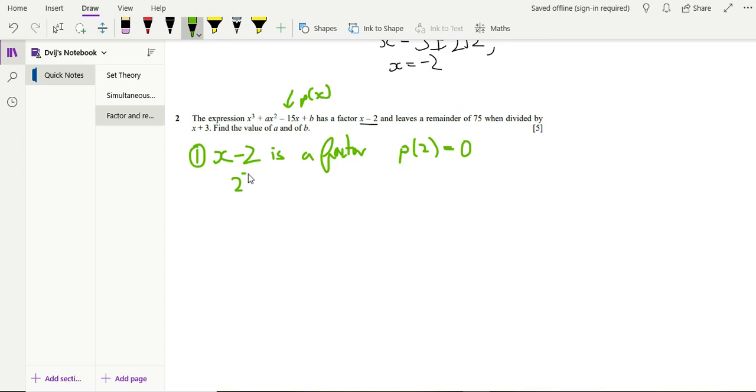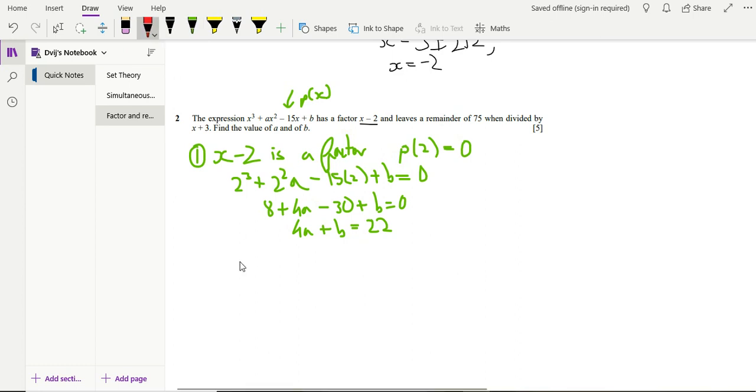So we can just say 2 cubed plus 2 squared a minus 15 times 2 plus b is equal to 0. And so 8 plus 4a minus 30 plus b is equal to 0. We can tidy that up a little bit. We get 4a plus b, bringing these over to this side, 30 minus 8 is 22. So that's equal to 22. Awesome, and one equation is done.